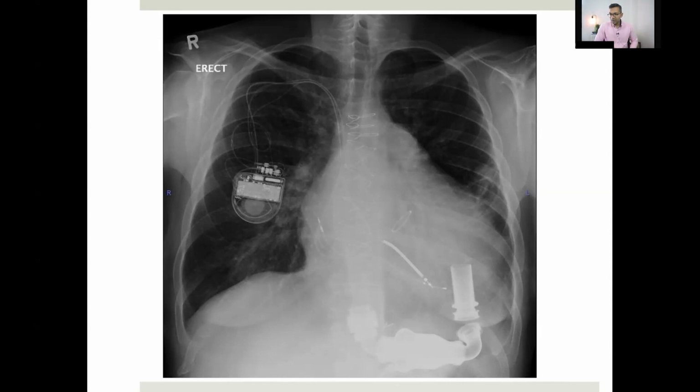Yeah, that's probably about enough time. So what can you comment on? Yeah, so there's a few things going on in this chest X-ray.